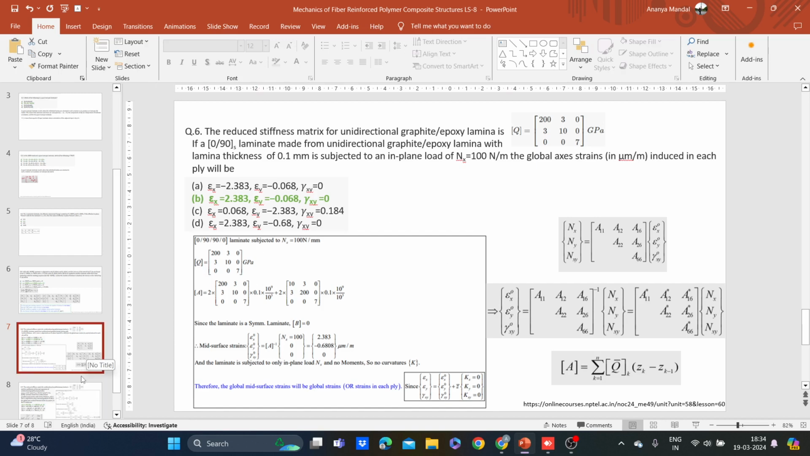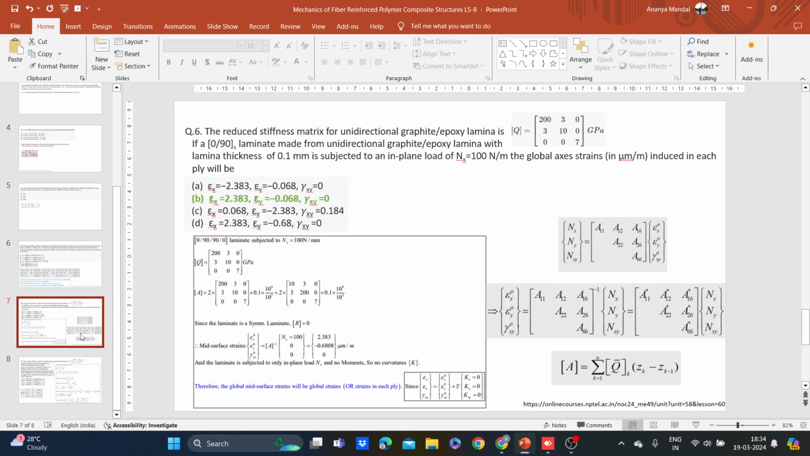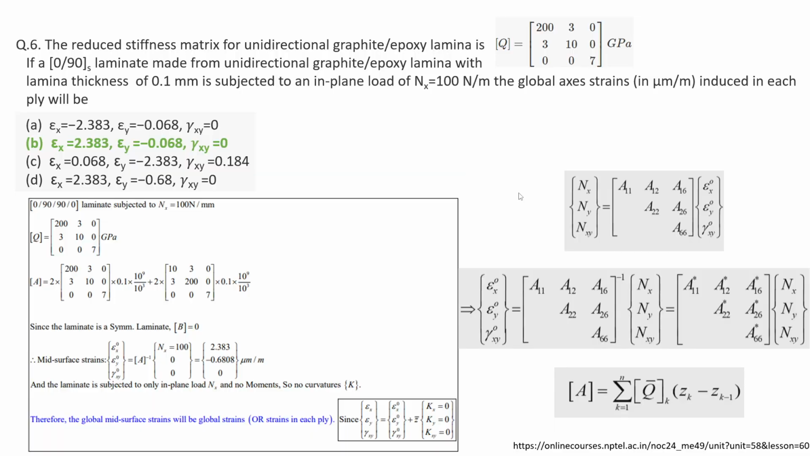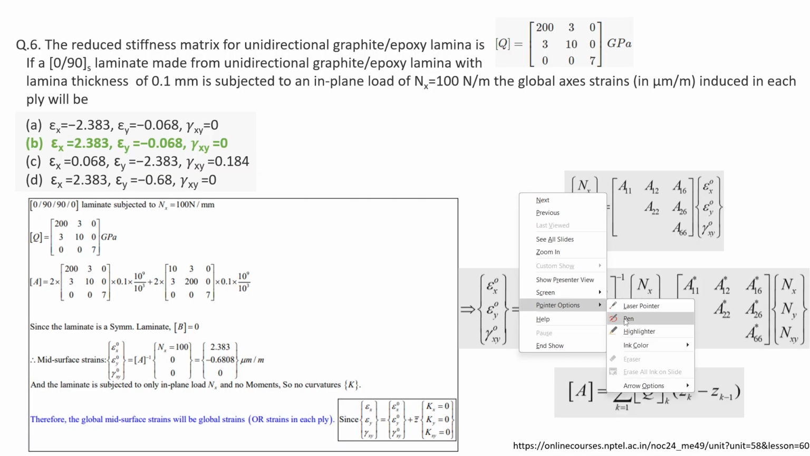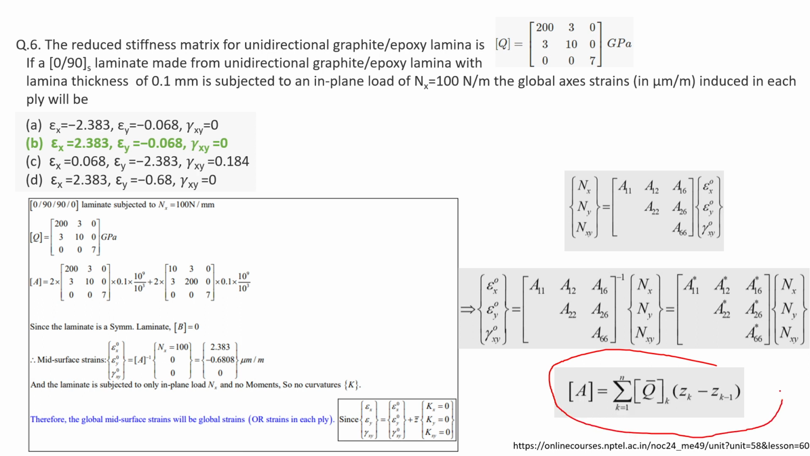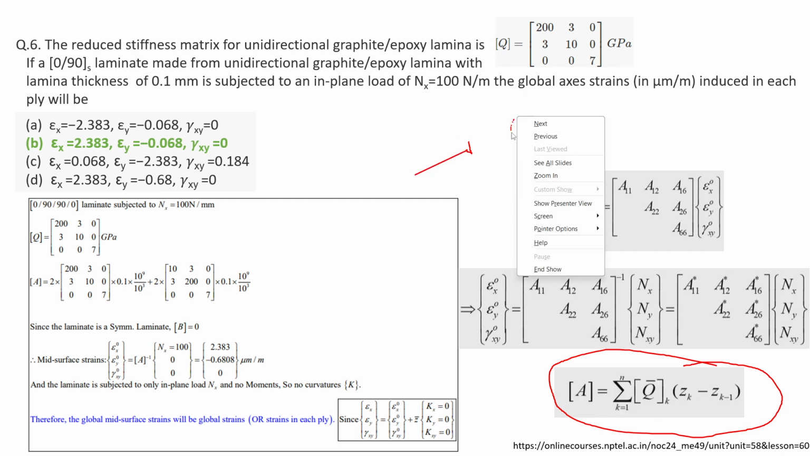It's the same thing as questions number 6 and 7. In both of them, the A matrix is calculated similarly. For the A matrix, B matrix and D matrix, these equations are given. This equation signifies that, suppose you have four laminas, 0, 90, 90, 0.